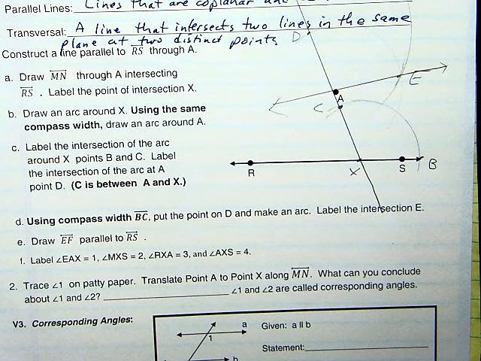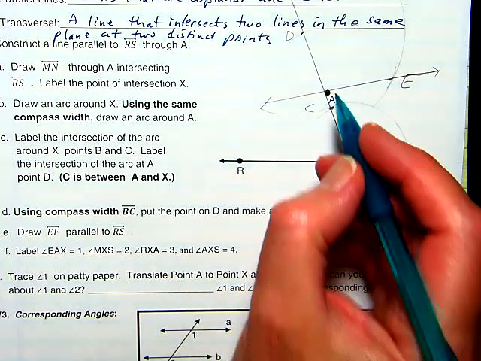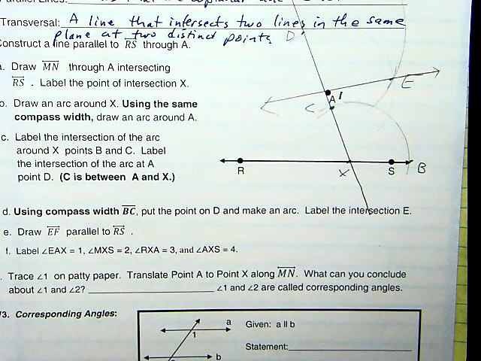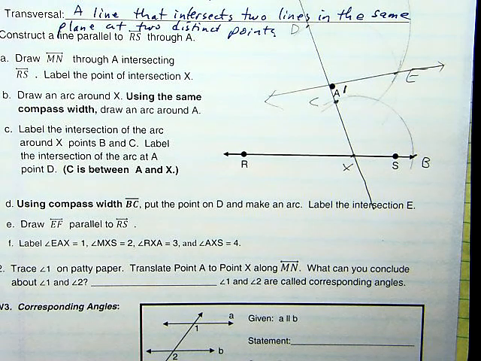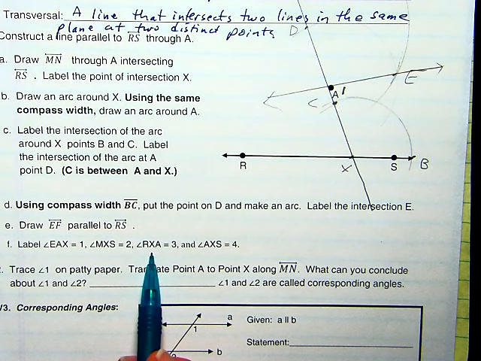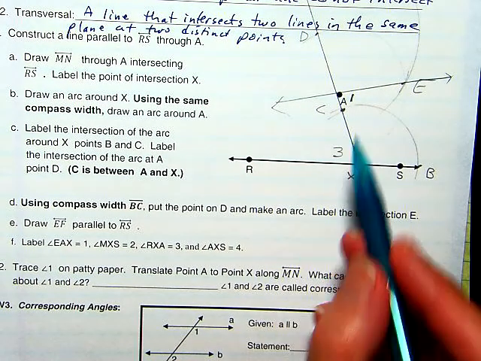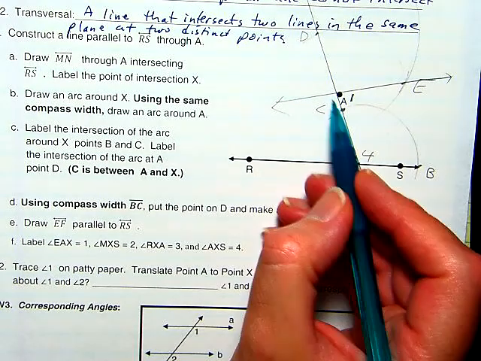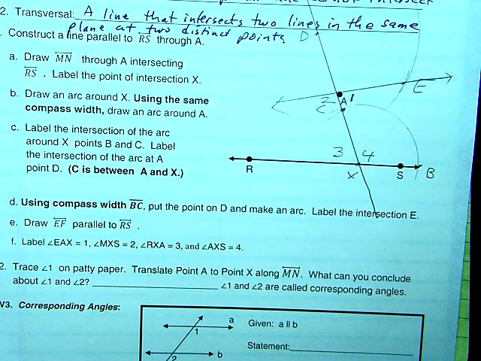So now we are supposed to label angles EAX, angle 1, angle MXS, angle 2. I'm not sure where M is, but let's just label the rest of them. Angle RXA, angle 3, and angle AXS, angle 4. So I think the angle 2 is supposed to be over here.